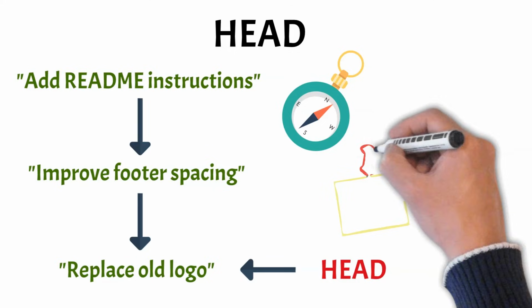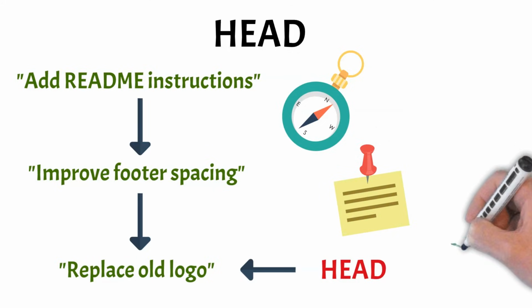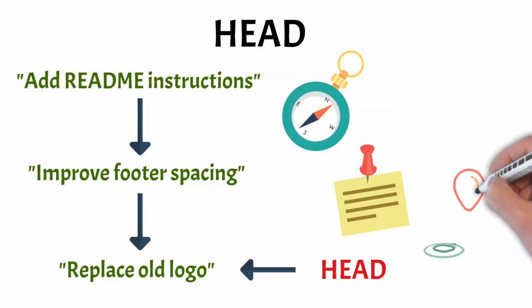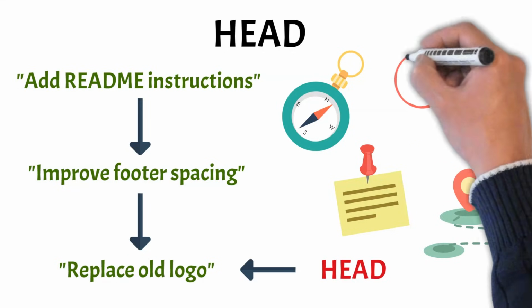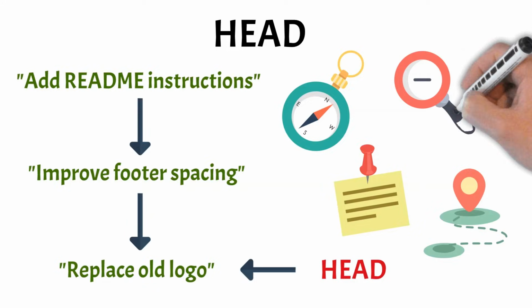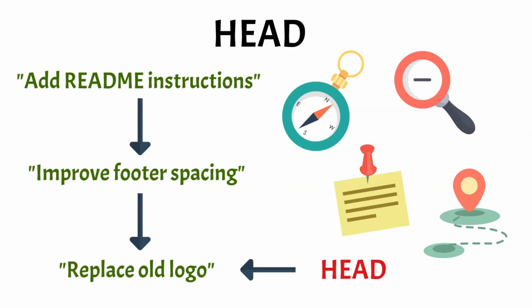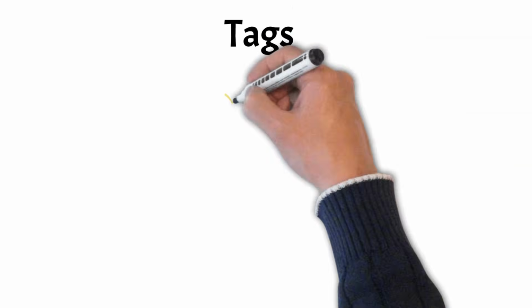When you switch branches or move between commits, HEAD shifts along with you, making sure Git knows your exact position. Whether you're looking back at history or making new changes, HEAD keeps you oriented so you're never lost in the chain of commits.